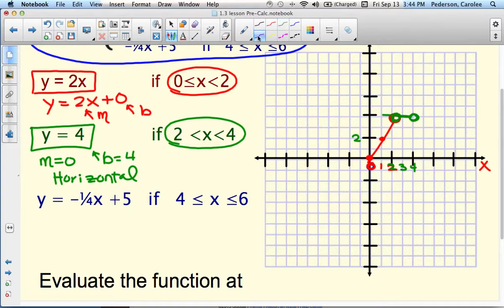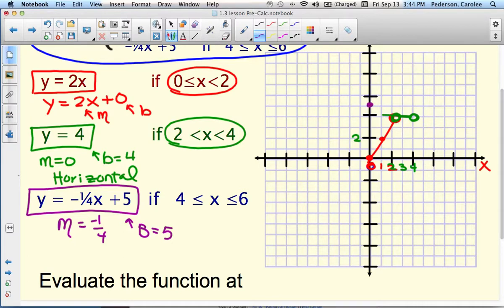Our last piece is in purple, y equals negative 1/4 x plus 5. Our slope is negative 1/4. Our y-intercept is 5. Ignoring the interval inequality, we go on the y-axis up to 5 units. There's 5, there's the y-intercept. We're going to go down 1 and right 4. Down 1 and then right 4. And we create that straight line.